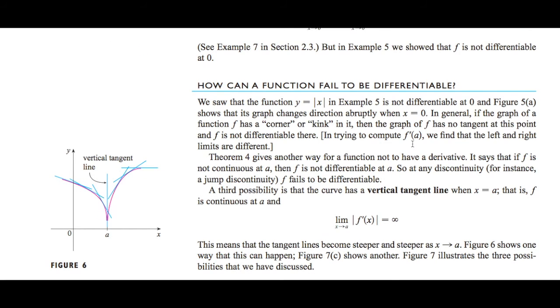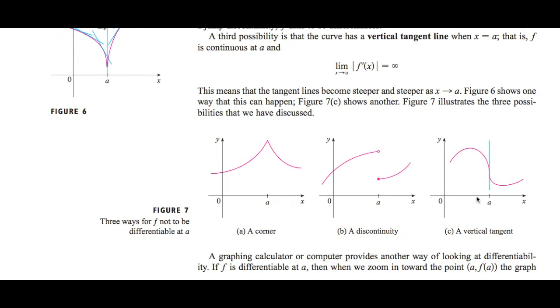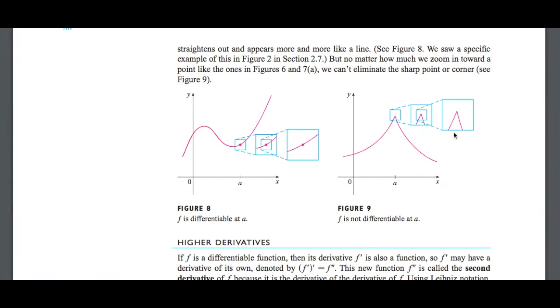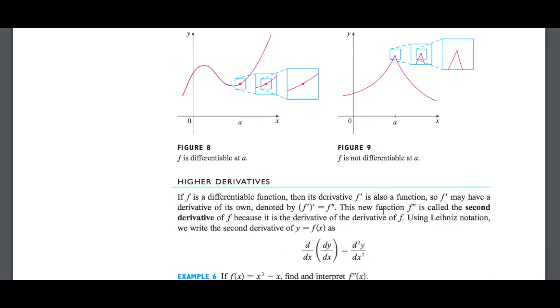So in what ways can a function not be differentiable? Here are the three cases where the function is not differentiable. If there's a corner, if it is not continuous, or if there is a vertical tangent. It is differentiable here, but not here, because if you take a look here, the slope changes. So when you're taking a derivative, I think what they're trying to show here is that if you zoom in and take a look at that exact point, what is happening.